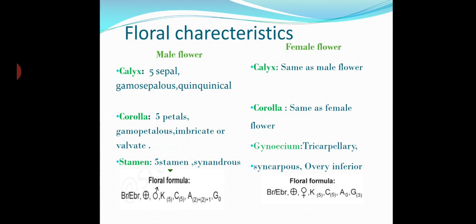And here, as it is a female flower, androecium is absent and indicate as A0, that is androecium 0. In some cases, staminoids are present and gynoecium is tricarpellary and fused together, and the gynoecium is inferior, so we put a bar above the G sign that indicate the gynoecium is inferior.